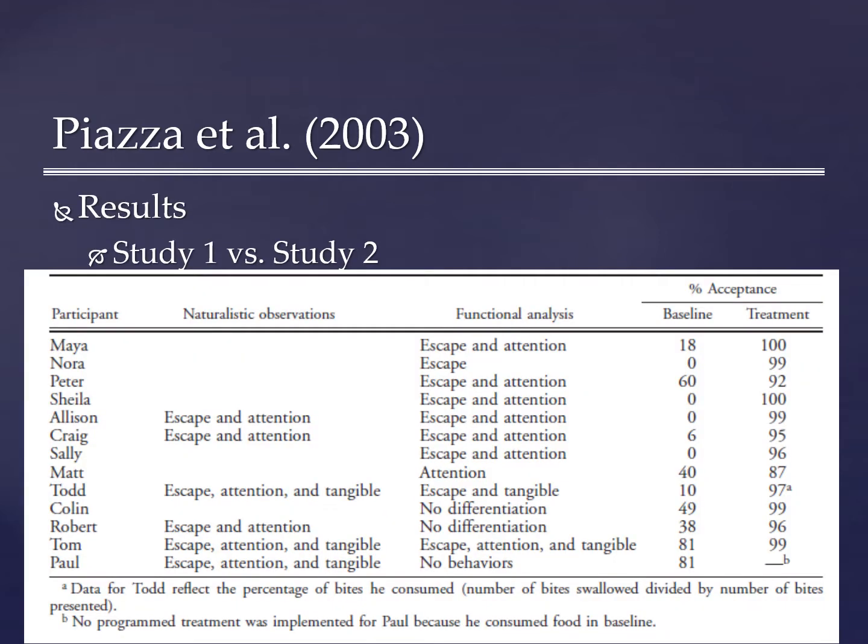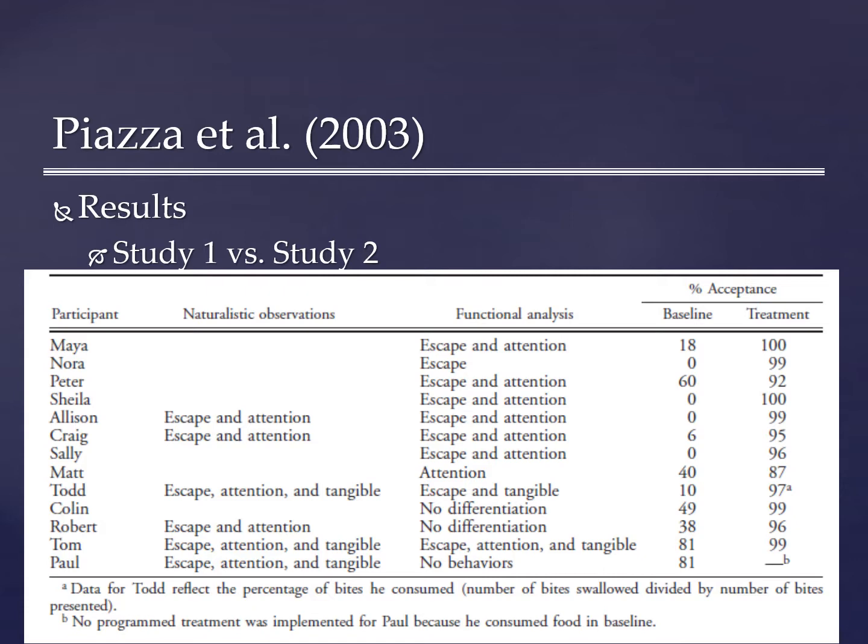Again, in Study 1, naturalistic direct observations were made, whereas a functional analysis was conducted in Study 2. How did the results in each study compare? Results were identical for 3 of the 6 participants who were in Study 1. That is, direct observation did lead to a correct hypothesis about the function of the behavior in half of cases.